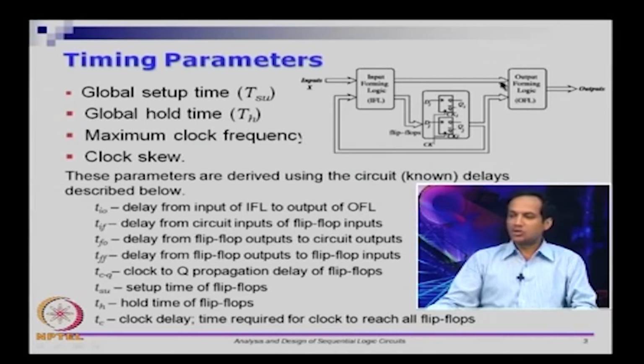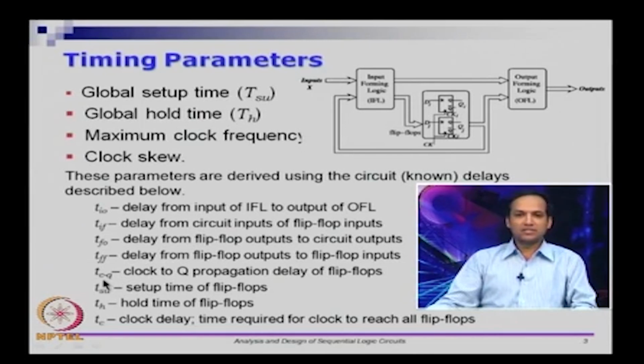So, the delay should account for output forming logic's delay, and then there is flip flop to flip flop delay. If there is a change in output in the state register, how long does it take to go back through the input forming logic to come back and appear as input to the state register. So, that is called flop to flop delay. All these, if you notice, IO, IF, FO and FF are combinational delays.